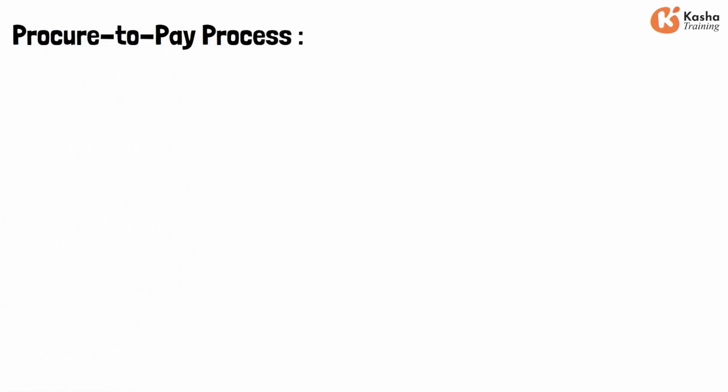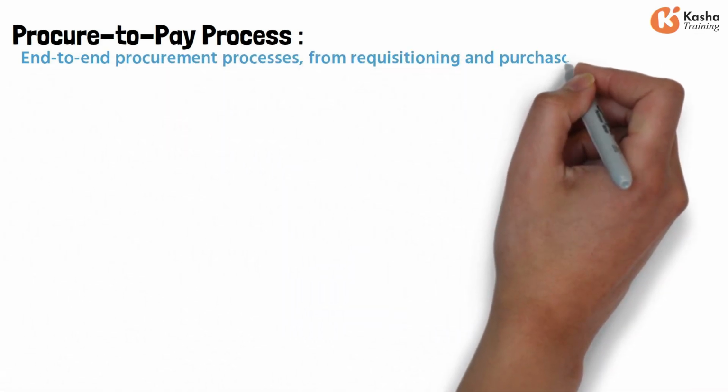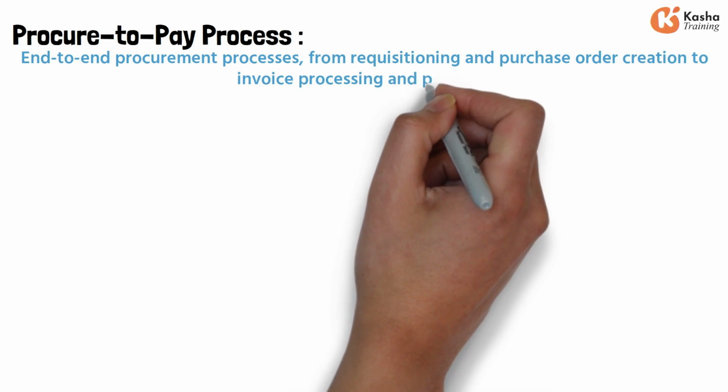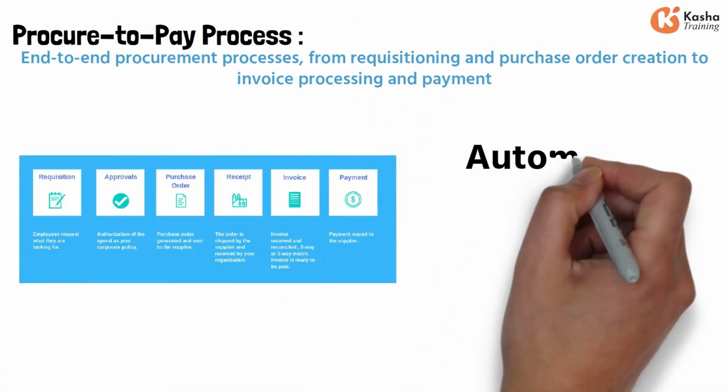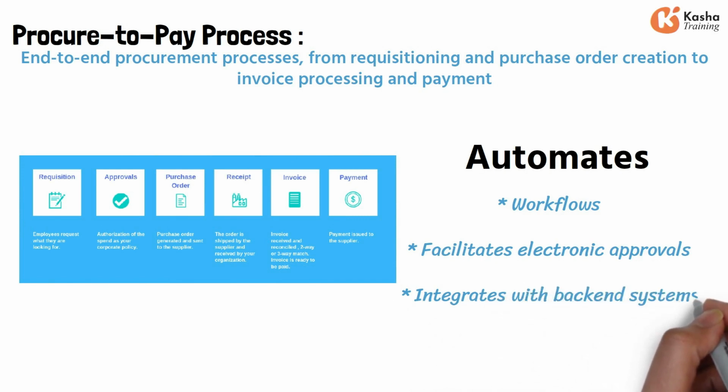Procure-to-pay process. The platform supports end-to-end procurement processes, from requisitioning and purchase order creation to invoice processing and payment. It automates workflows, facilitates electronic approvals, and integrates with back-end systems for seamless data transfer.